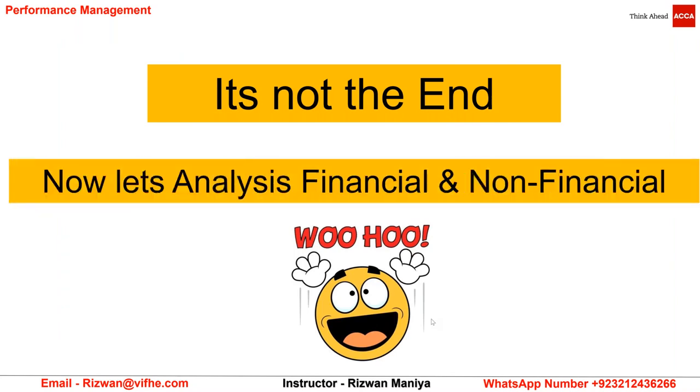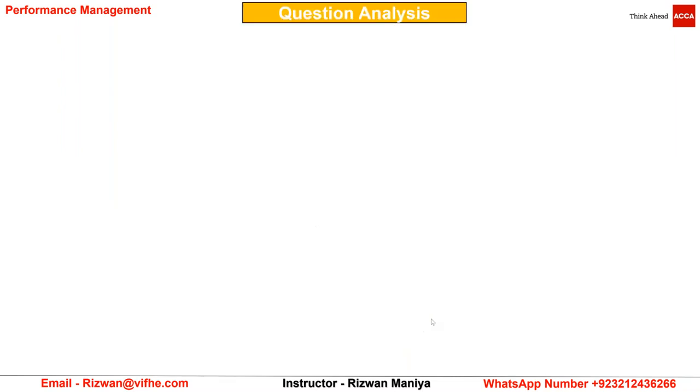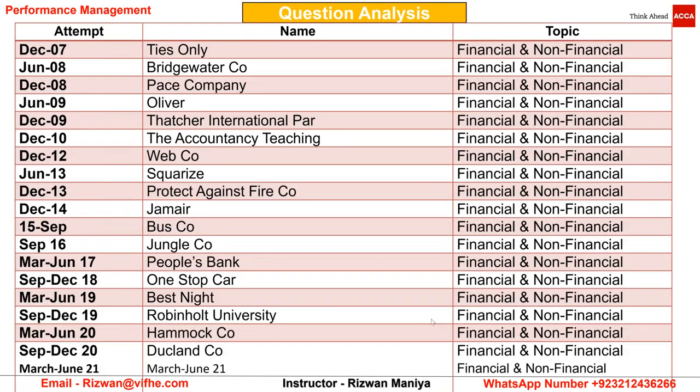It's not the end. Why? Because now I'll show you an analysis of financial and non-financial only, separately. These are the topics that have been tested for financial, non-financial, and are in front of you. As I mentioned, these are the topics that have been tested in the paper 19 times. So you can see the question names starting from December 7 till March-June 21. These are all the questions. For your practice purpose, you can definitely use this, and you get to know that these are the questions that have been tested for financial and non-financials. Okay, so now we will be starting with this section.